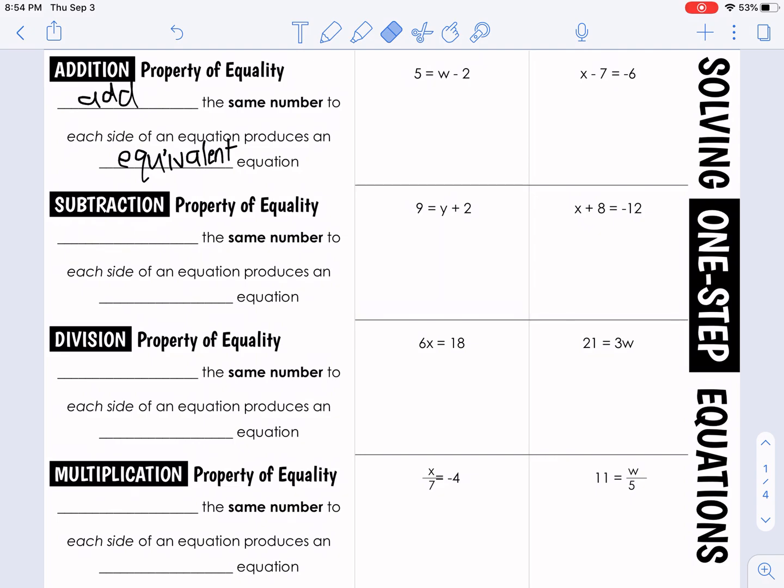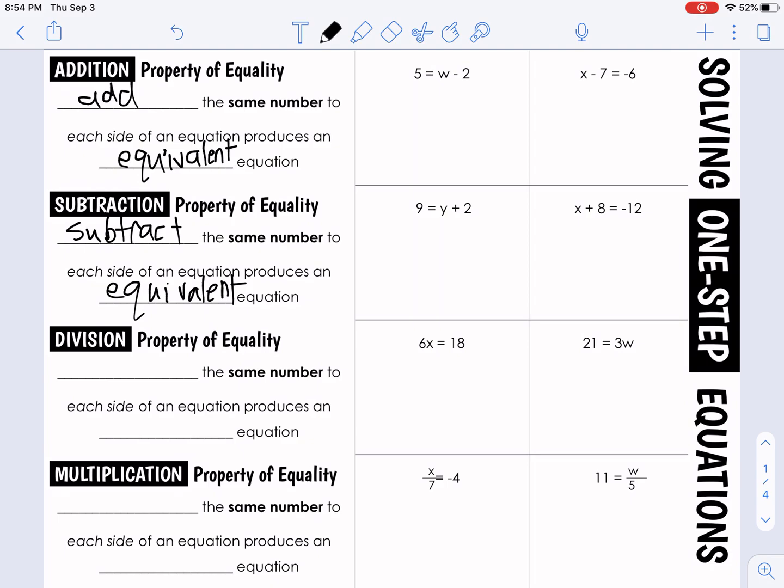So what do you think the subtraction property is? Well, we can subtract the same number from each side of an equation and it produces an equivalent equation. So we can subtract the same number from both sides. Let's go back to that balance idea. If I have weights on both ends and we have balance, if I take away the same amount from both sides, do I maintain balance? Yes. So we can subtract the same number from both sides.